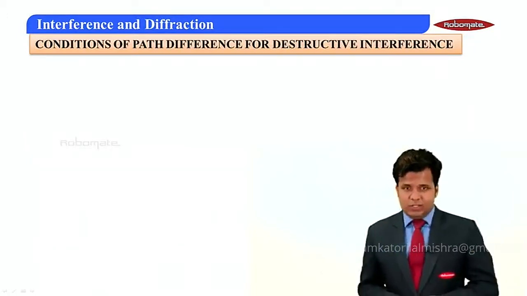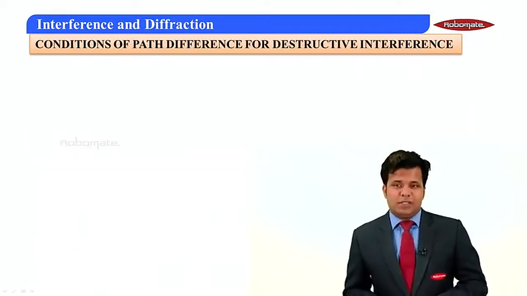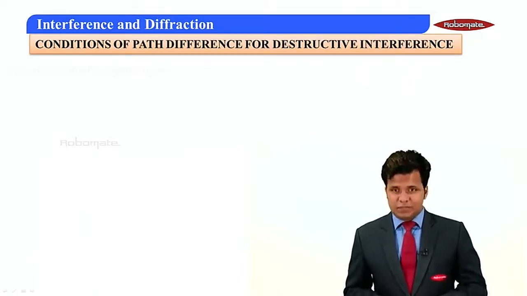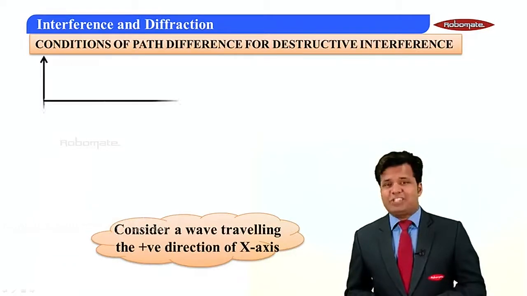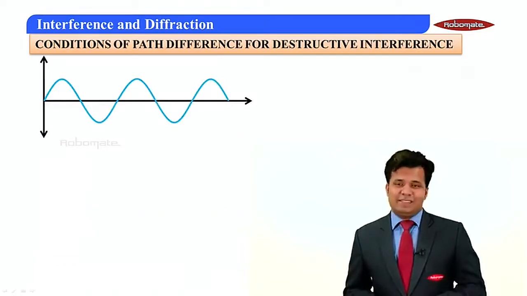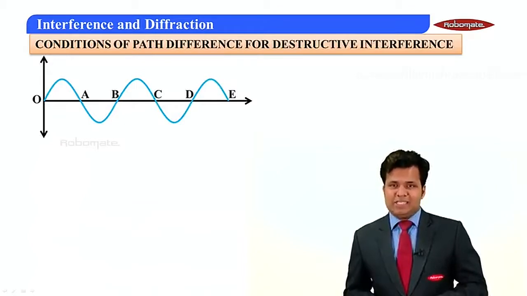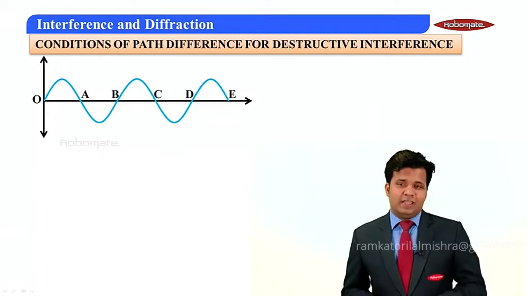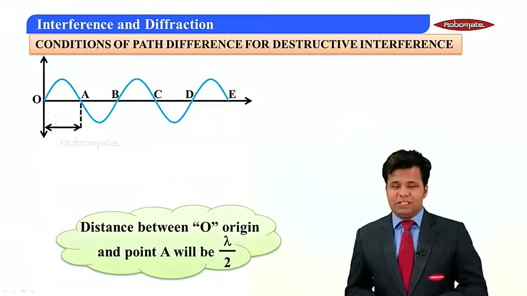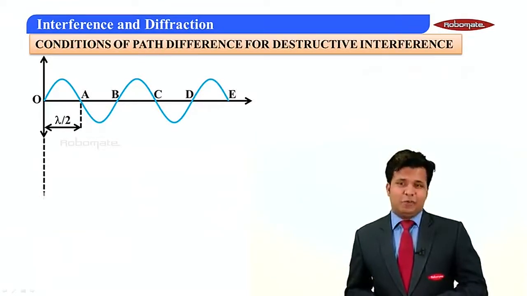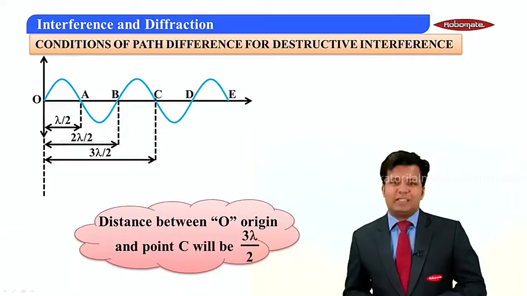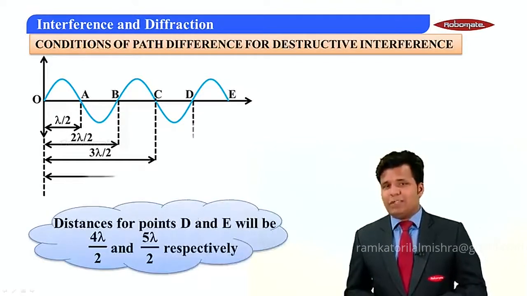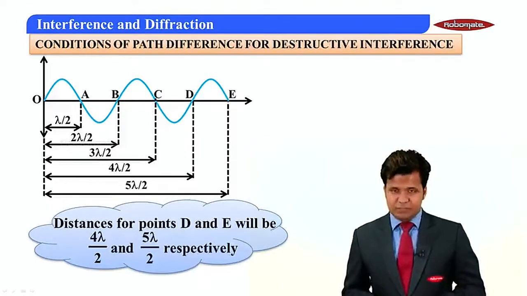What if the conditions go for destructive? The same way, we are going to consider the wave which was traveling along the positive x direction, having points named A, B, C, D, E. So these are on the same wave, and they have the same distance from origin: lambda by 2, then 2 lambda by 2, then 3 lambda by 2, and after that D and E would be 4 lambda by 2 and 5 lambda by 2.